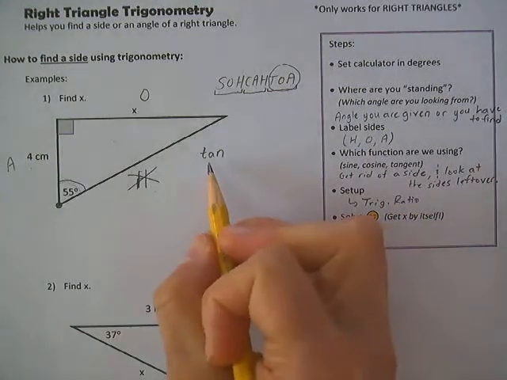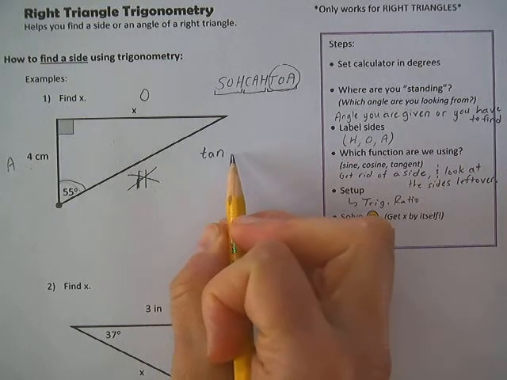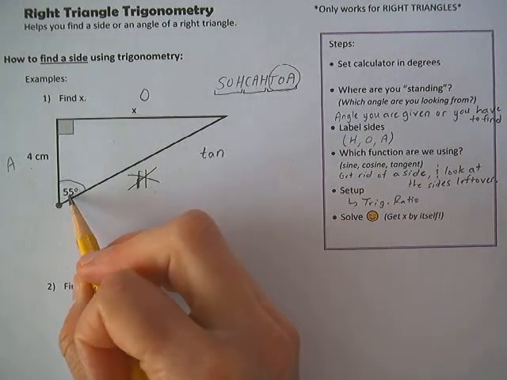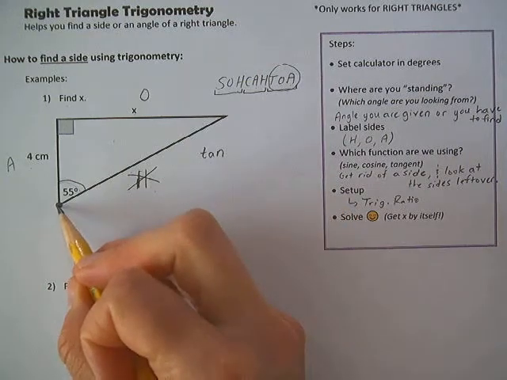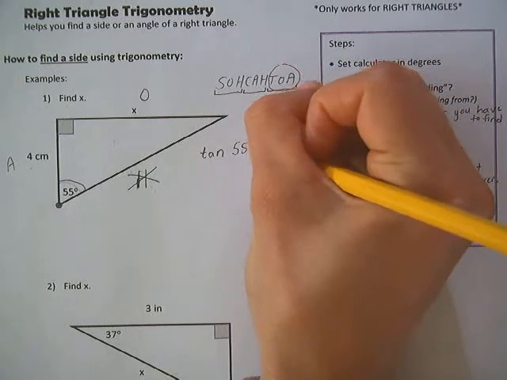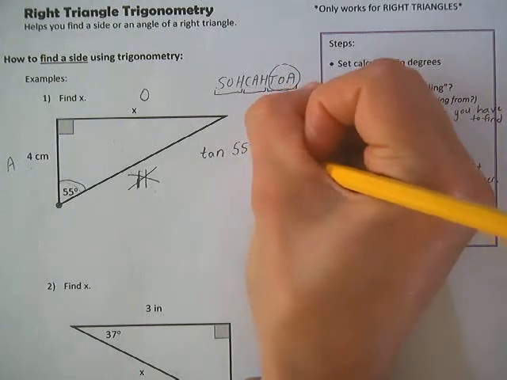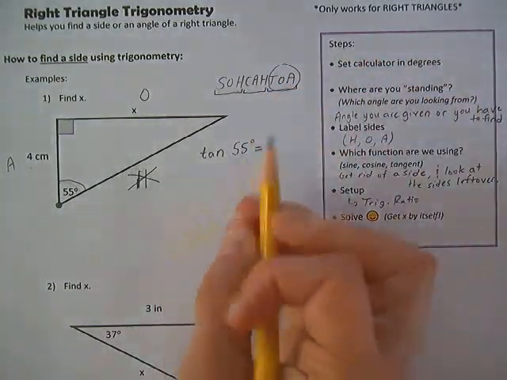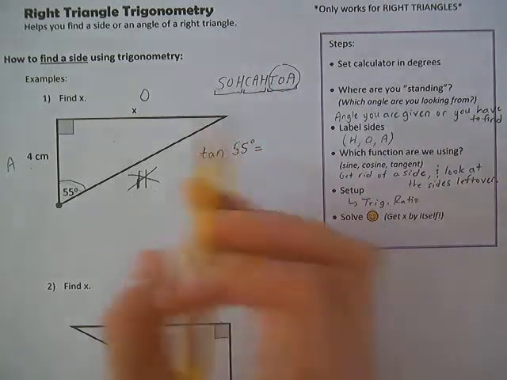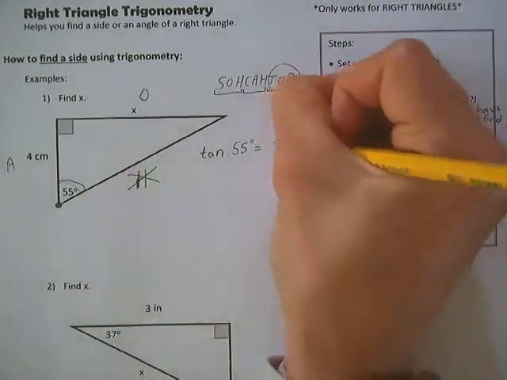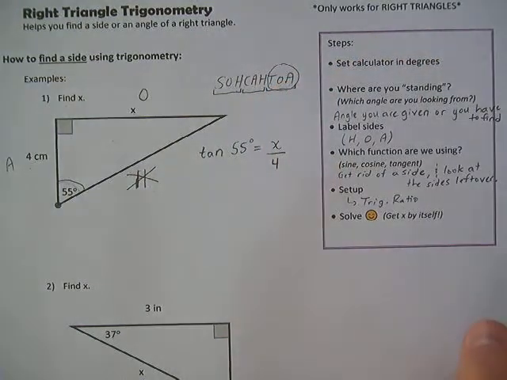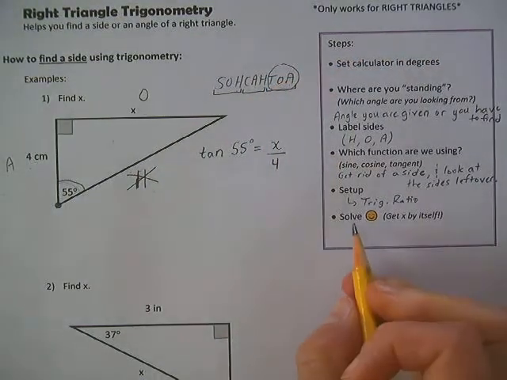All right, so it's the tangent, remember, of your angle. So now we actually have an angle there. So you put the tangent and then you put the angle that you're standing at. So it'd be the tangent of 55 equals, and then tangent is opposite over adjacent. So you put equals the opposite over the adjacent. And then from there, you just have to solve.